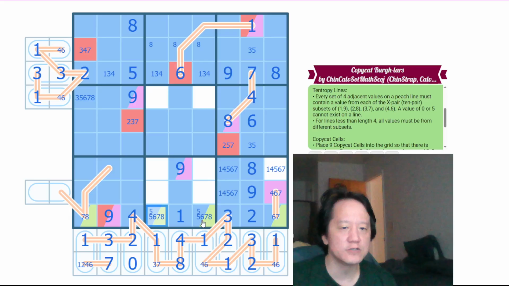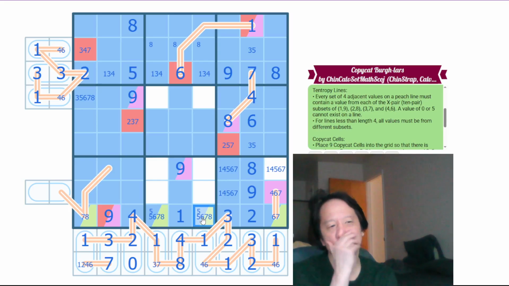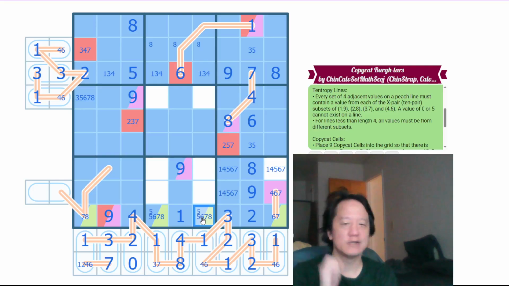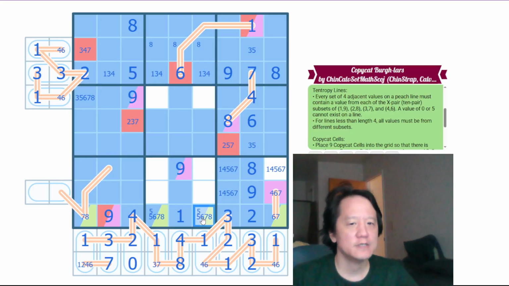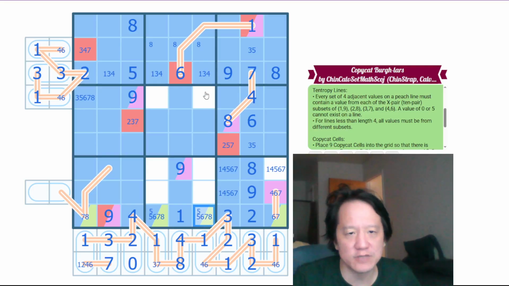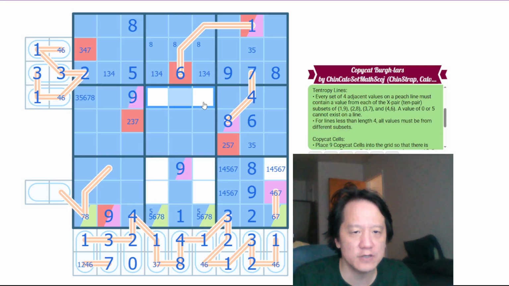One of these is going to have to be a 5. It could be copycatted. Ugh, never mind. Okay. I was thinking that because one of these has to be 5, it has to point to one of these, but they could be copycatted, so never mind.